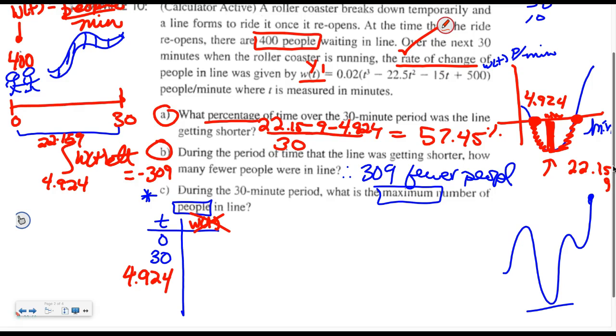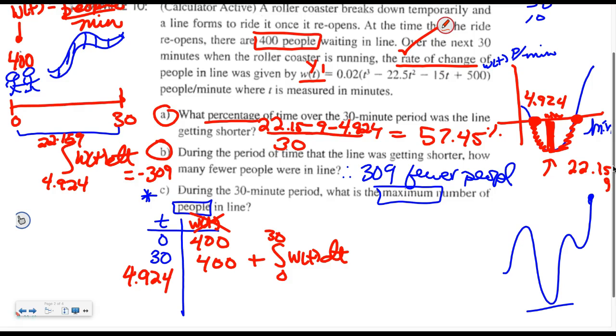Well, at time 0, they told me, right? How do I figure out how many people there were at time 30? Tell me what I do on my calculator. I will take the 400 that were in line, and add it to the amount that accumulated, the integral from 0 to 30 of w of t dt. I'm not going to put what that is. I really don't care right now what that is, and I don't want you to waste time on your calculator.